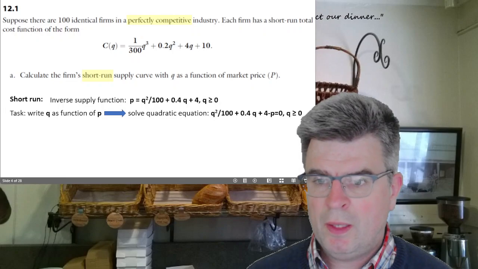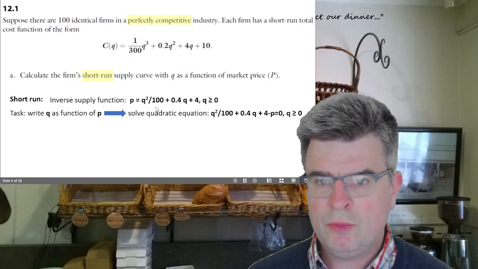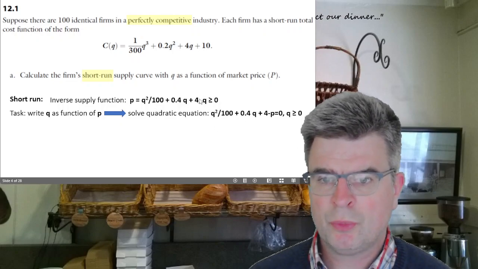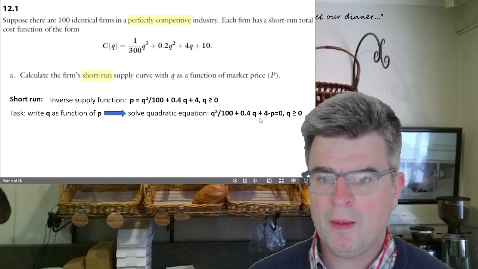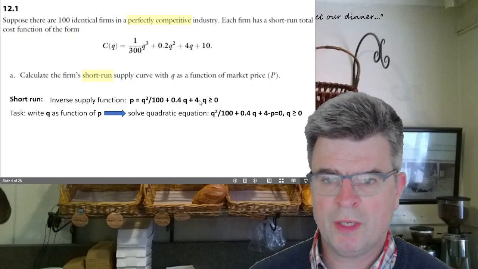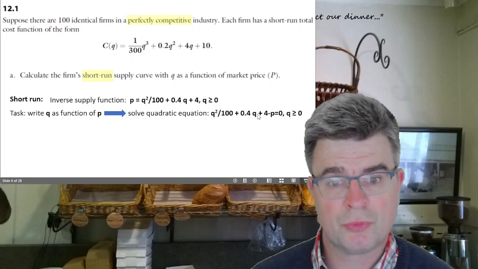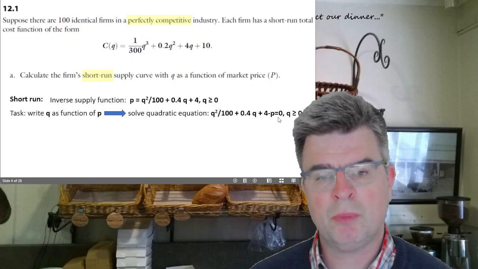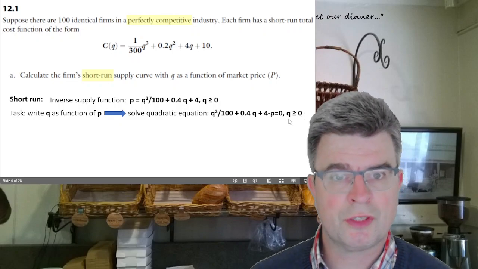Okay, so we need to write Q as a function of P. So we need to solve the quadratic equation for which this is identical to P. So another way to write this equality is to bring the P to the right hand side, such that we get Q squared over 100 plus 0.4Q plus 4 minus P is equal to 0. And we want to solve this expression.